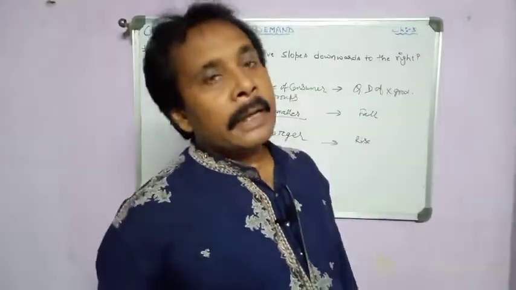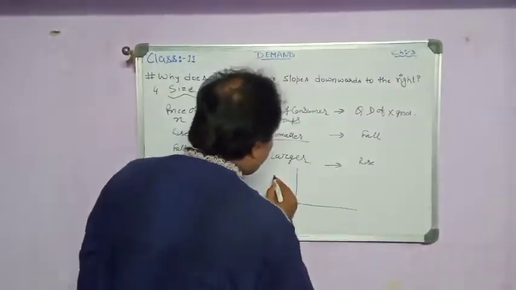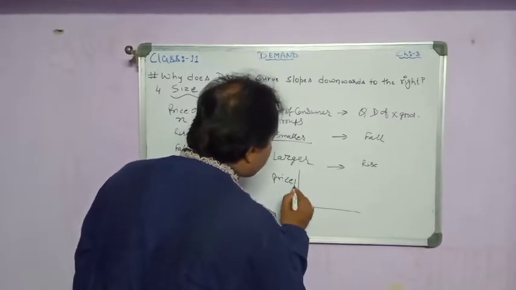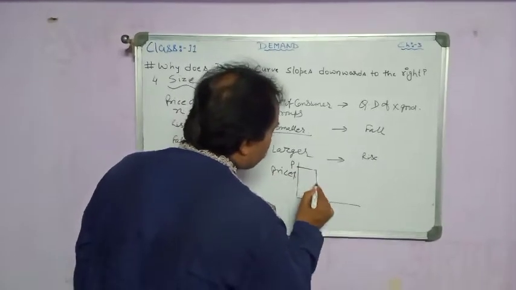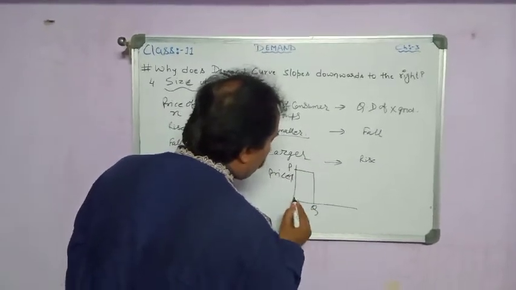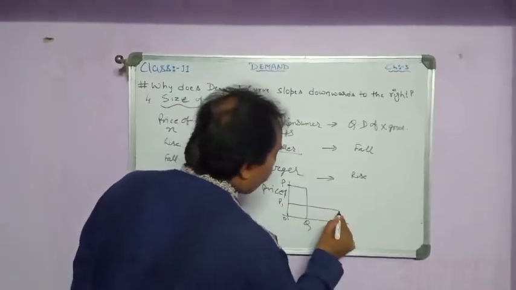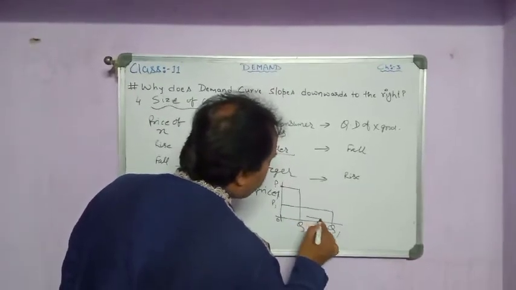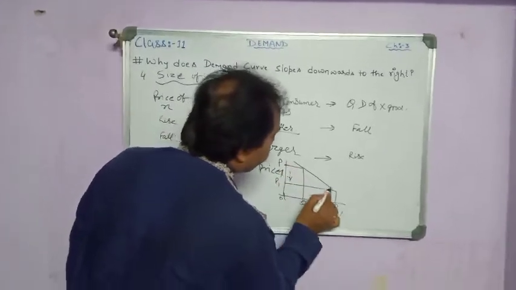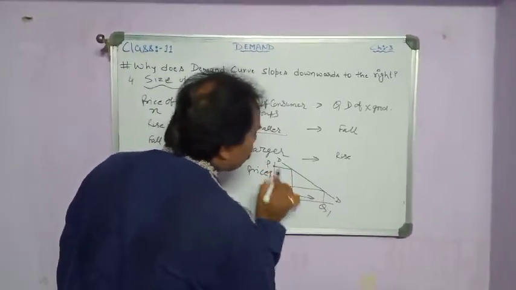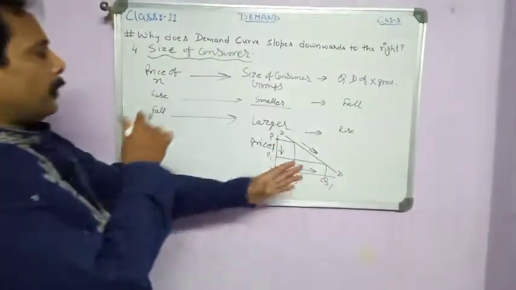So on that basis, here we find, according to this diagram, that when the price is very high, suppose this is the price P, the demand is only OQ, and when the price is P1, the demand is very high, that is Q1. So as the price falls, the quantity demand increases, and that's why the demand curve slopes downwards. Is it clear? So in this way we can determine.